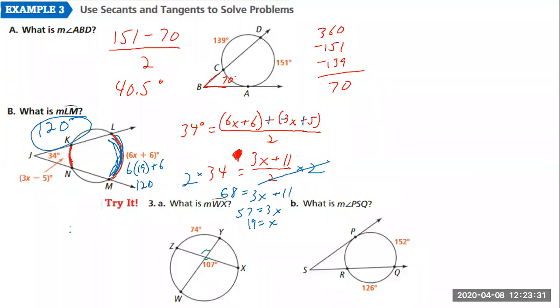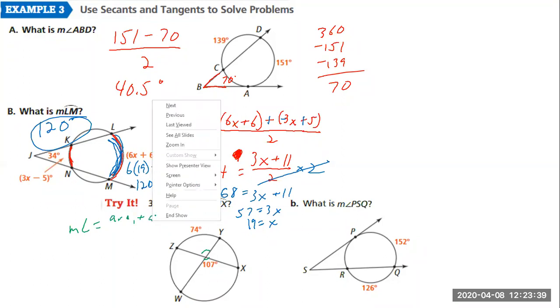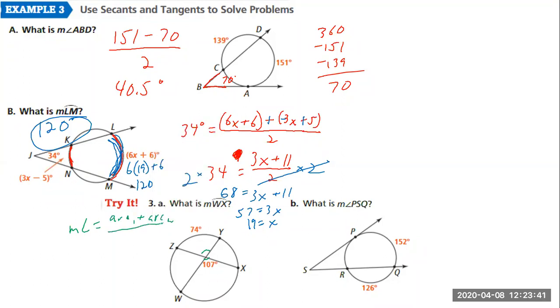So on this one, remember, the measure of the angle is equal to the sum of arc 1 plus arc 2 divided by 2. So we have the 74. We don't have this one, so I'm going to call that x. So we know the angle measure is 107. We know that one of the arcs is 74. We're missing the other arc, so that will be x, and put it over 2.